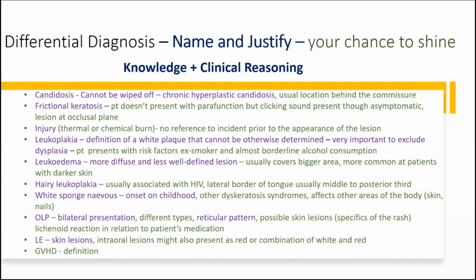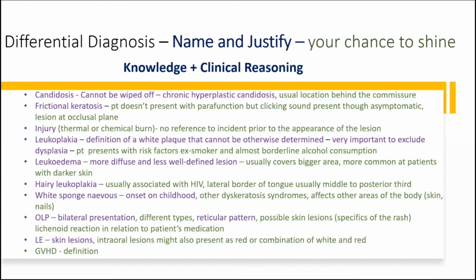So we know that the line for alcohol consumption is 14 units a week. But mind you, if you have a small stature person, 12 units would probably be flirting with that border, okay? Leukoedema is usually more diffuse and less well-defined. It usually covers a bigger area. It's more common in patients with darker skin. Hairy leukoplakia associated with HIV, usually lateral border of tongue, usually middle to posterior third where it appears, so less likely for this lesion to be hairy leukoplakia.